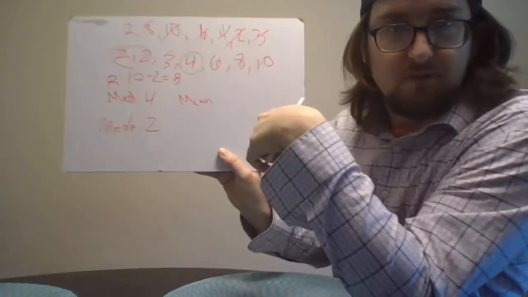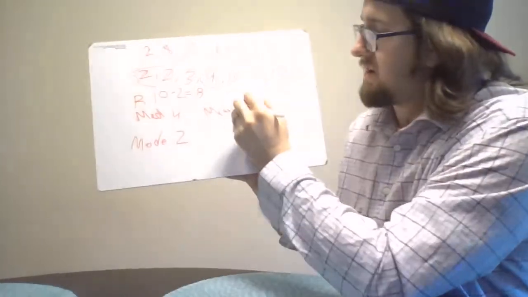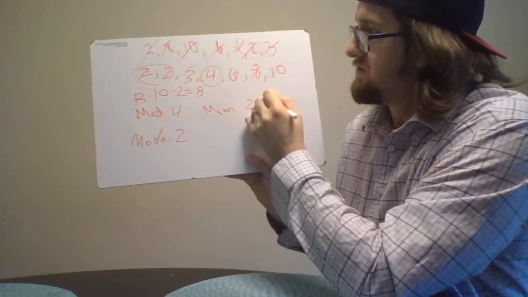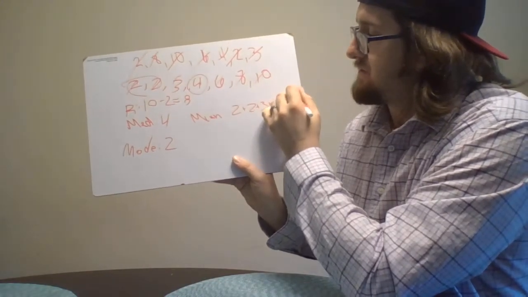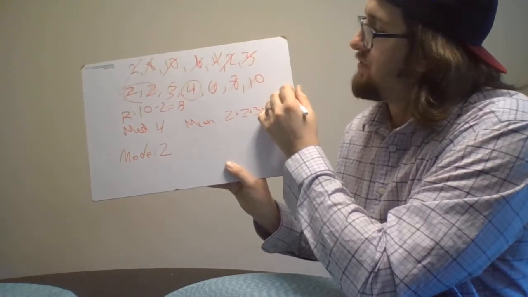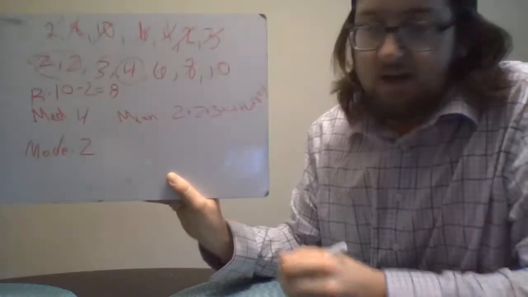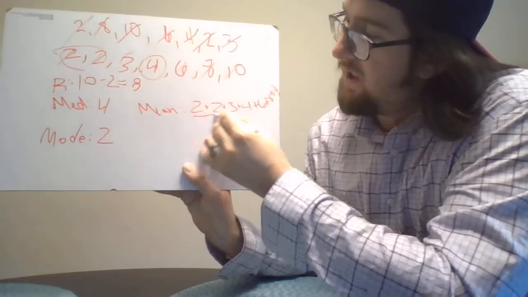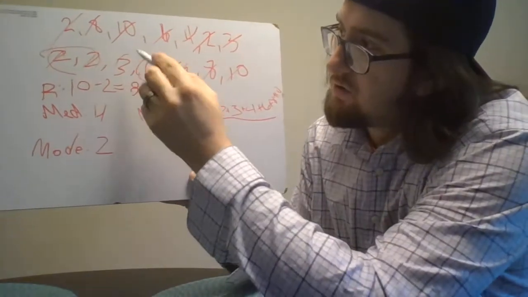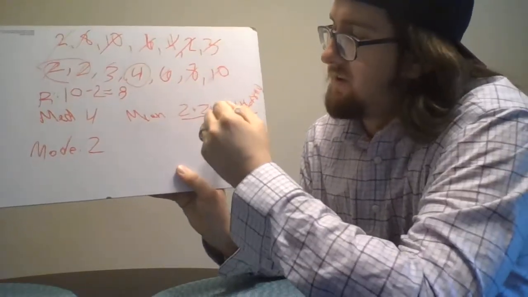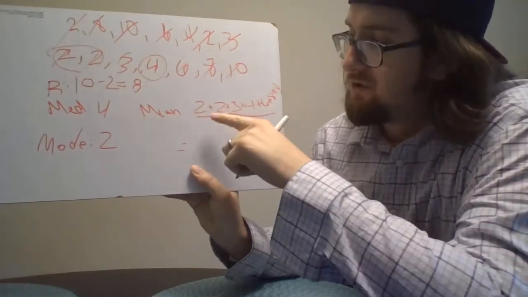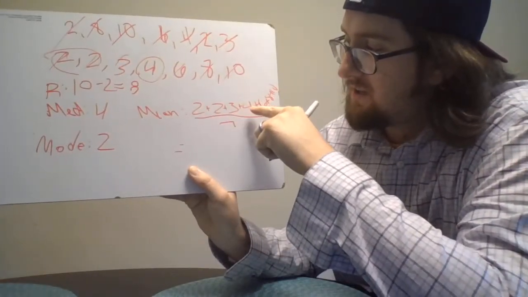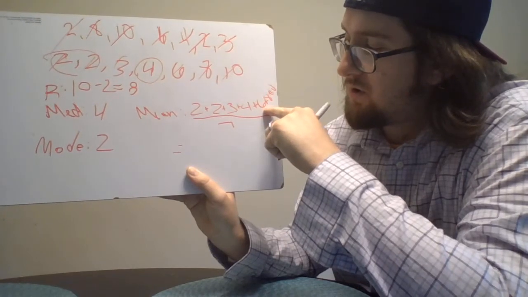And then our mean, what we're going to do is we're going to add up all of our numbers and divide by how many there are. So we have 2 plus 2 plus 3 plus 4 plus 6 plus 8, oh, run out of room, plus 10. Okay, and that is all over, how many numbers are there? 1, 2, 3, 4, 5, 6, 7. So again, that's equal to, when I add these up, 2 plus 2 is 4, 7, 11, 21.